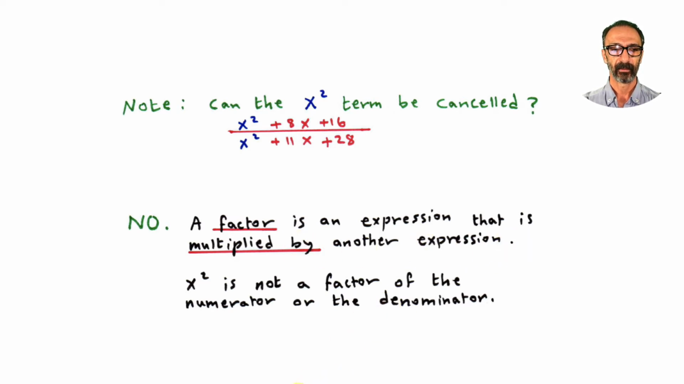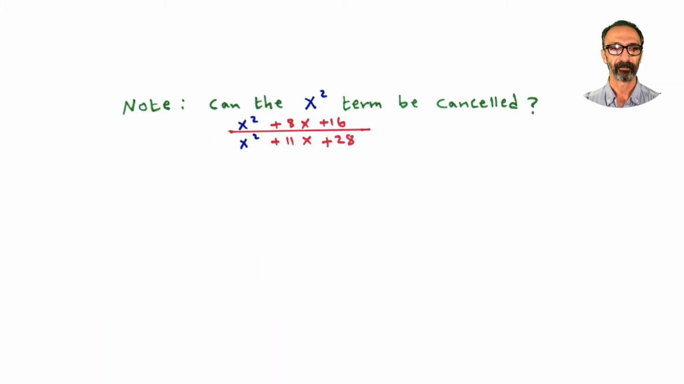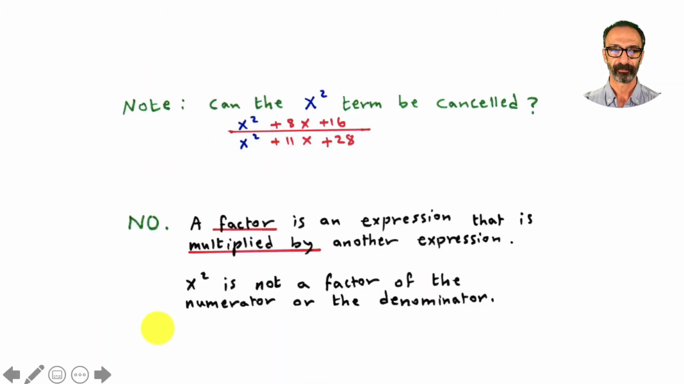Earlier, these are factors. You could cancel when it's factors. Alright? When it's addition in between terms, you cannot cancel. When you have factors, you could cancel common factors. Moving on. So the answer is no. X squared is not a factor of the numerator or the denominator. It's not a factor.